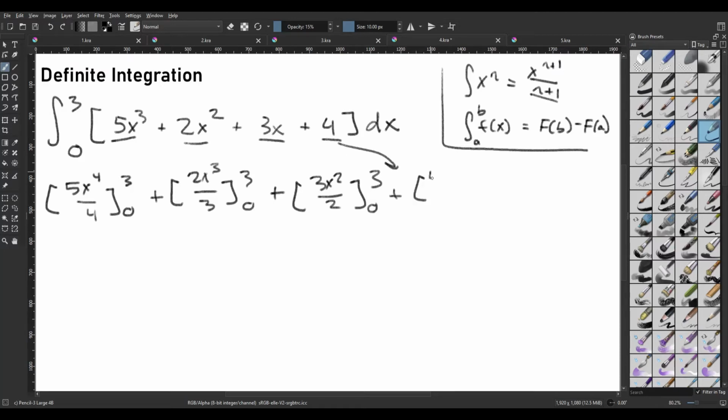And anytime we have a constant, you can do the process. It would just be 4x to the first over 1. But that's a little bit redundant. We just do 4x from 0 to 3.